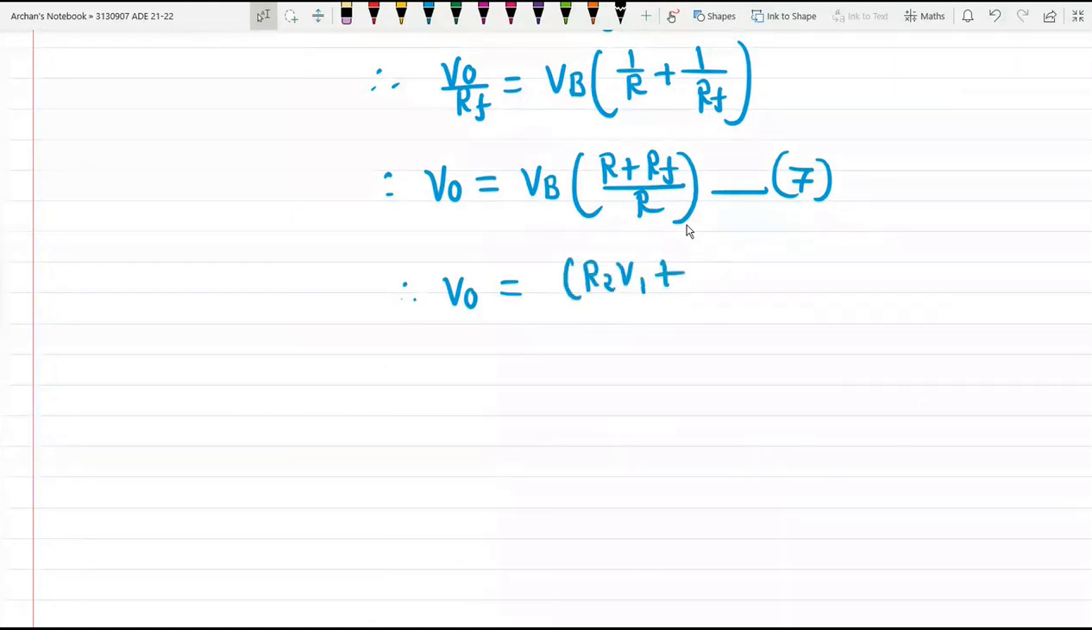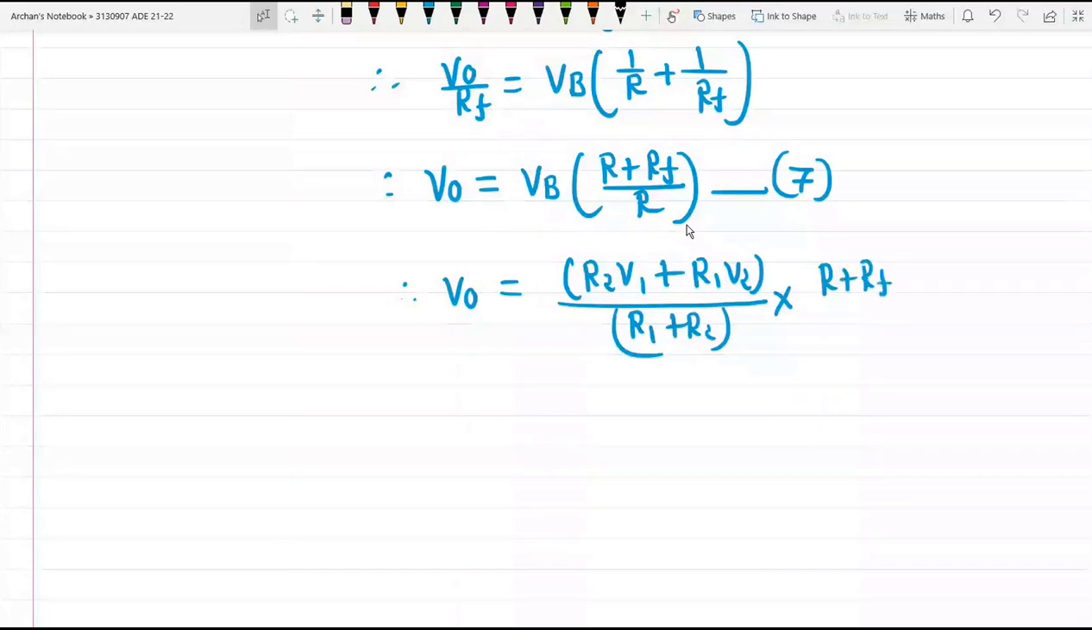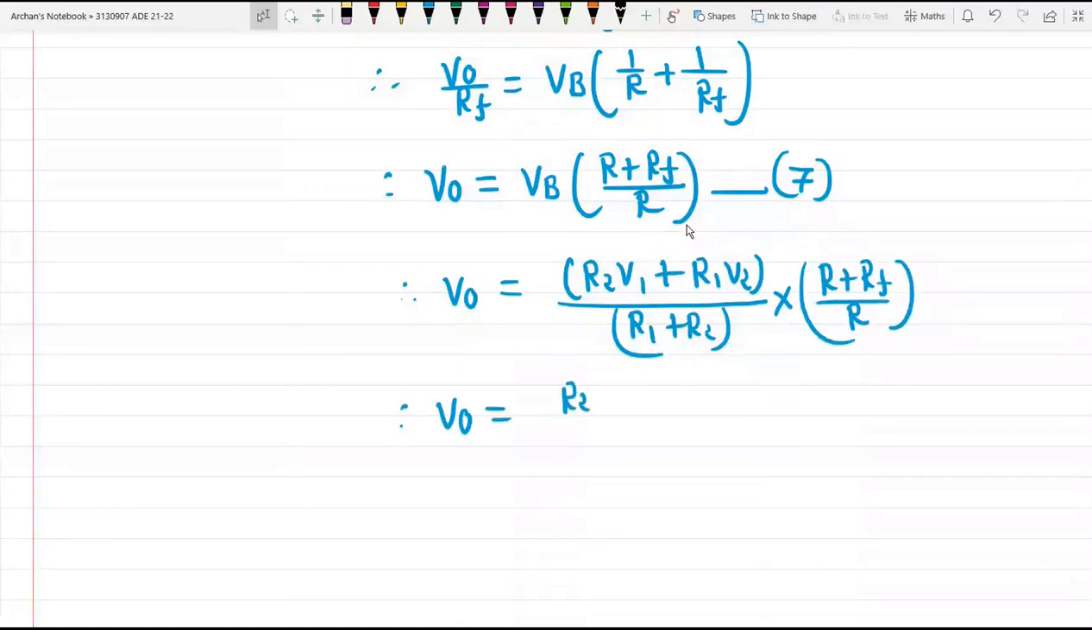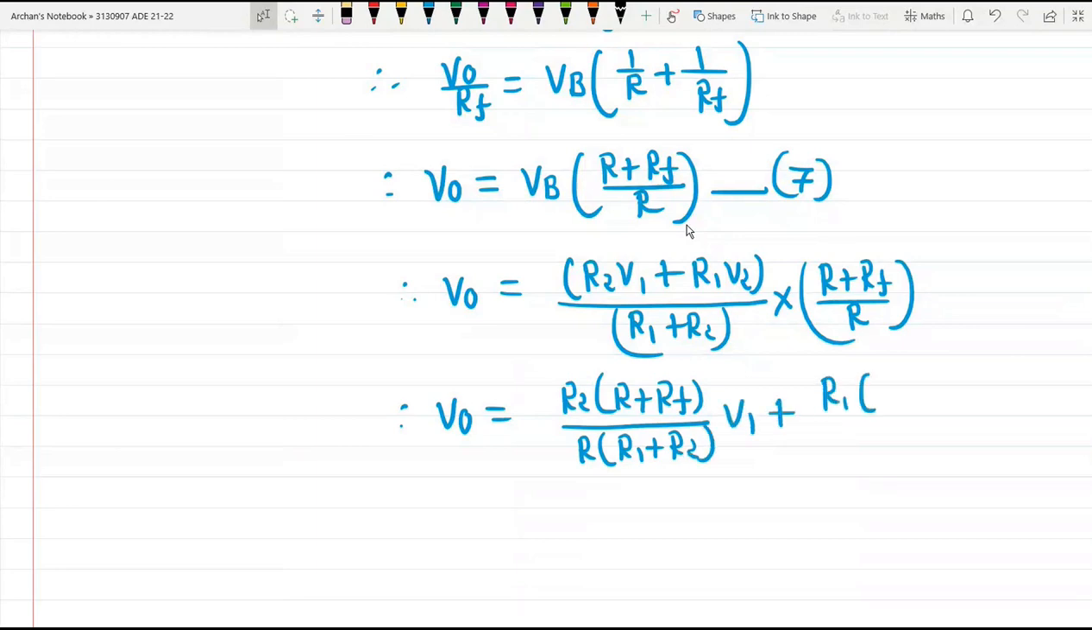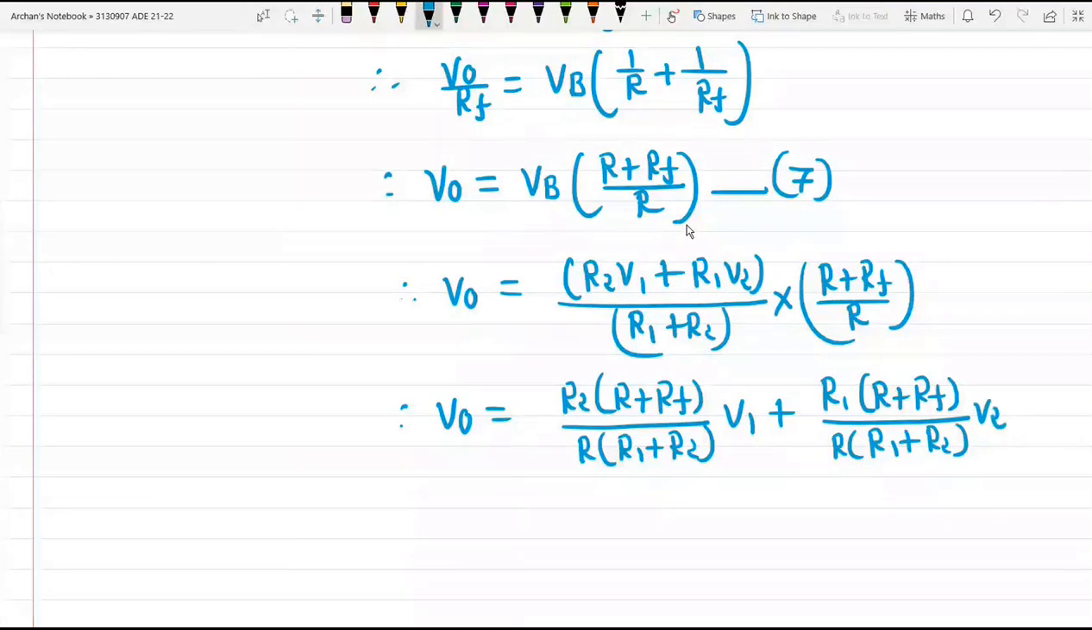R2V1 plus R1V2 into R1 plus R2 multiplied by R plus RF by R. Okay, just simplify the term. We will get R2 into R plus RF divided by R into R1 plus R2 times V1 plus R1 into R plus RF divided by R into R1 plus R2 times V2. Okay, so this is the equation of our interest.